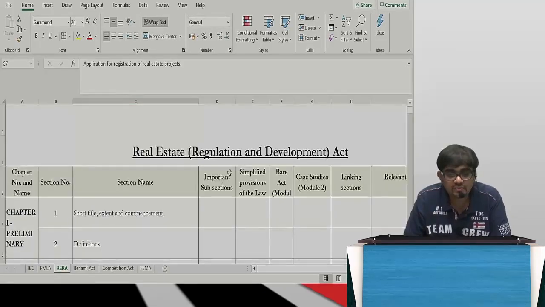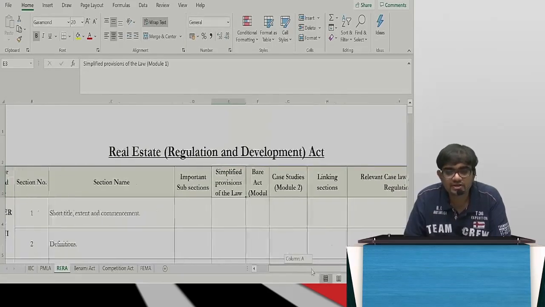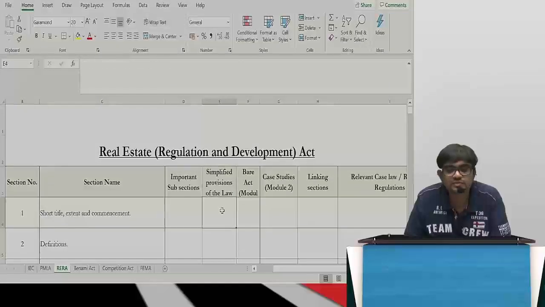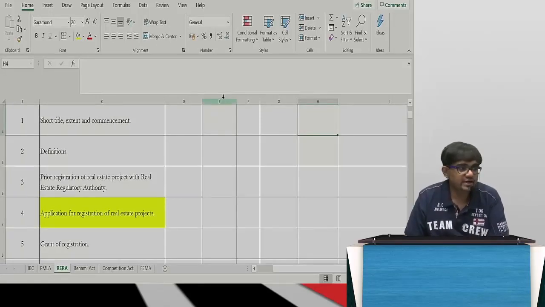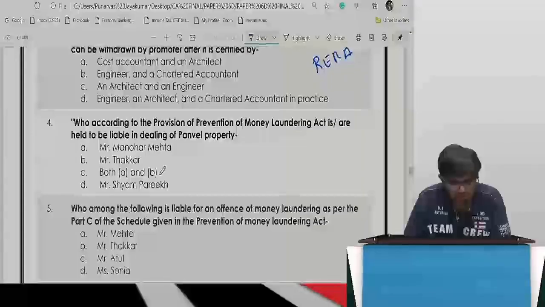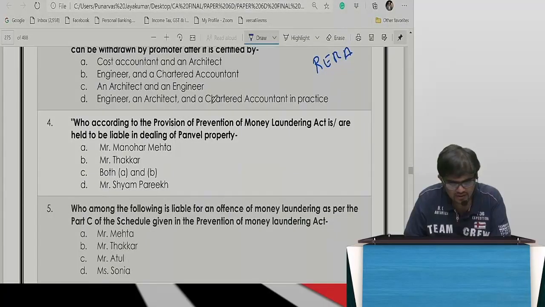And in mapping, you would have written your important subsections. You would have written the simplified provisions of the law. You would have written in the simplified provisions of law which page number it comes. You would have written bare act module where it comes, case studies where it comes, linking sections, all that you would have written already. I'm assuming you have already written all those things, right? So this comes under 4.